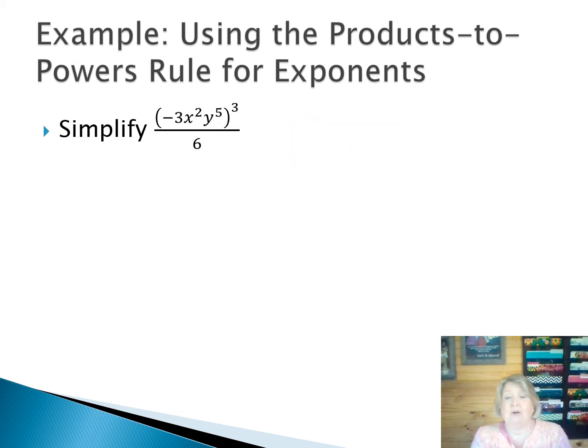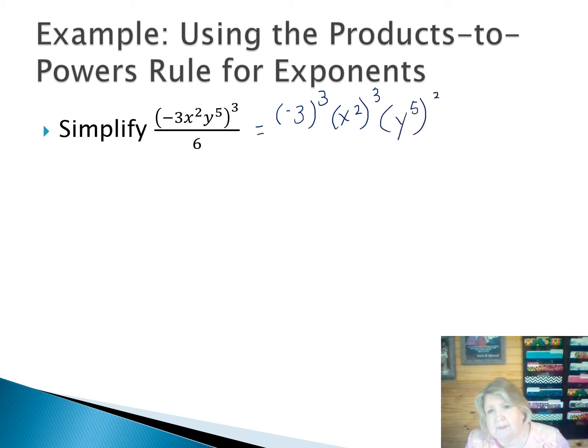Okay. Final example for this slide. It looks confusing because I've got a fraction, but what I see is that I have a product right here, negative 3x squared y to the 5th, raised to the power 3. Then after I get through with that, I worry about that divided by 6. So let's take each factor and give it the power. So there's the negative 3, x squared and y to the 5th. And that denominator 6, it's just hanging on for dear life right now.